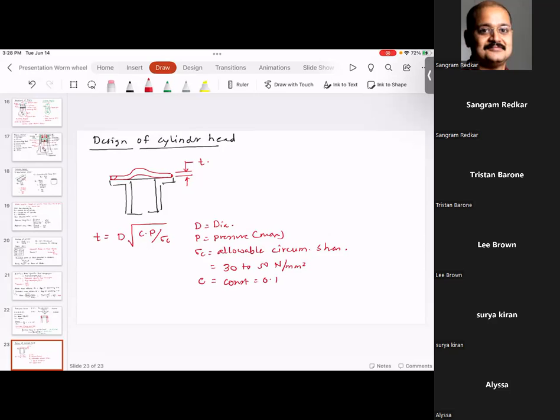And what I would do is I would stop here. In the next class, I will work out a problem, and then we can move on to the piston design, and then go on to the connecting rod design, and then we can go to the crankshaft design. So on Thursday, the class would be in person, and I would work out a cylinder design problem, and then move on to the piston design. I'll stop here.